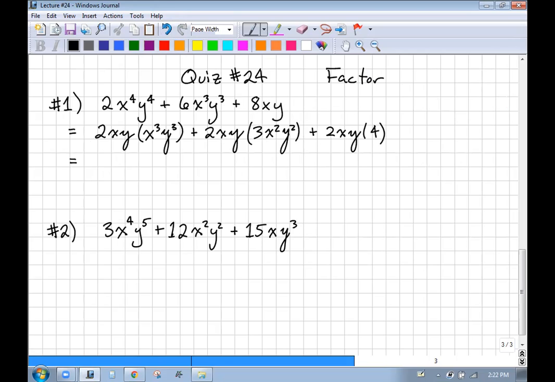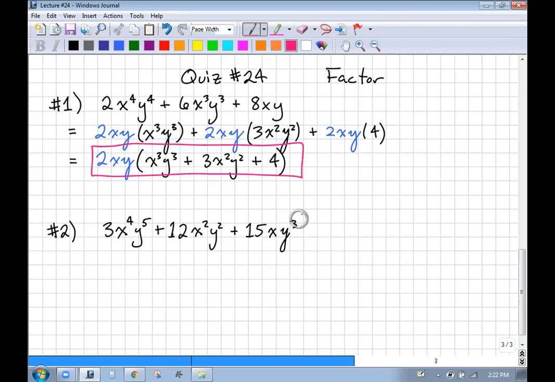So now since everything is multiplied by this 2xy, we can factor out the 2xy. And what we're left with is these 3 terms inside of here. We have an x cubed y cubed, we have the 3x squared y squared right there, and then we have a 4. Boom, factored, right? And you have to follow it up with boom, factored, and practice your touchdown dance.